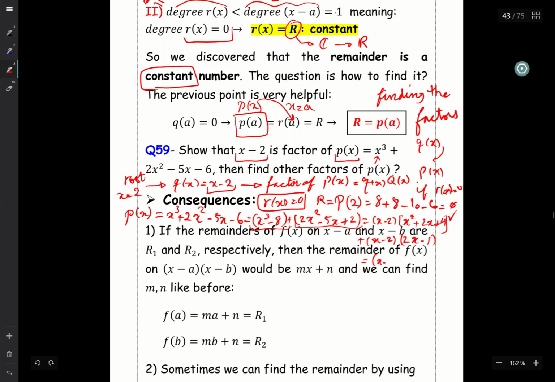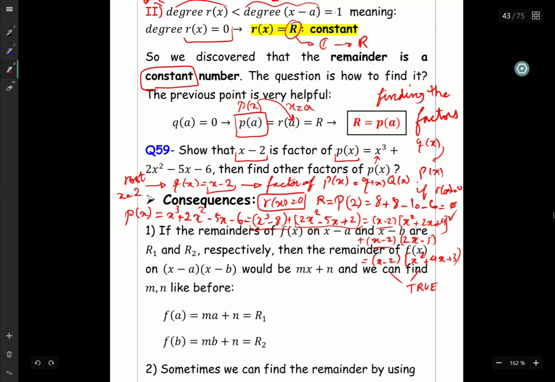And then we end up with x minus 2 and the sum of the other two, x squared plus 4x plus 3. And if we do the multiplication, we see that it is indeed true, right? x cubed, 4x squared minus 2x squared gives me 2x squared.